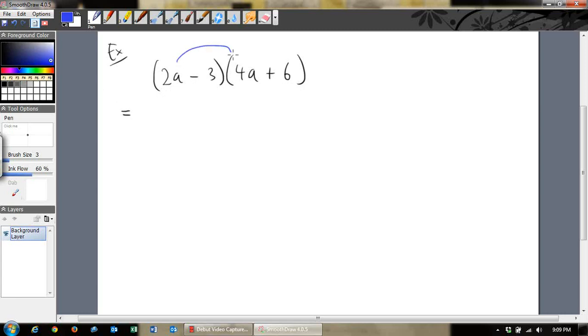Okay, so just remember firsts, outers, inners, lasts. Let's do it. Okay, firsts. What's 2a times 4a? 2 times 4 is 8. a times a is a squared. So 8a squared. Should I just do this? I better do it because you're still learning and don't want to muck up.